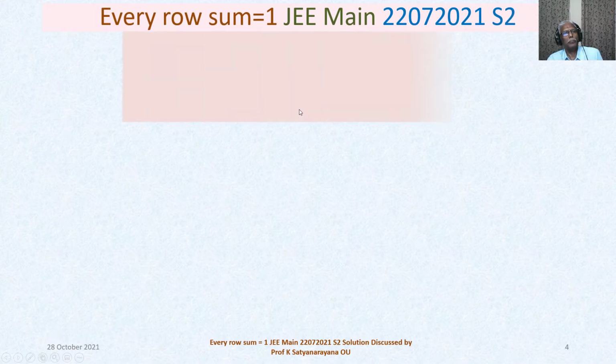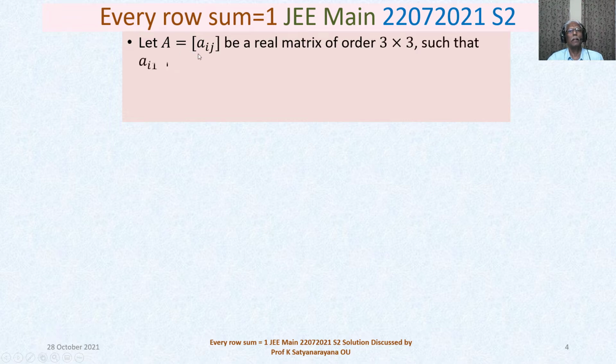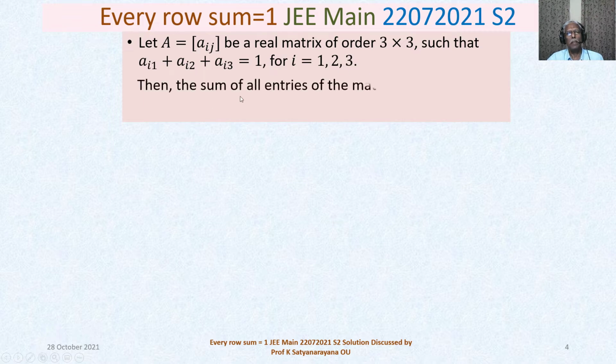The problem is: let A = (aij) be a real matrix of order 3 by 3 such that ai1 + ai2 + ai3 = 1 for i = 1, 2, 3. Then the sum of all entries of the matrix A cube is equal to, and four options are given. We are given a 3 by 3 real matrix where the sum of the entries in each row is 1. Then we have to find the sum of all entries of the matrix A cube.